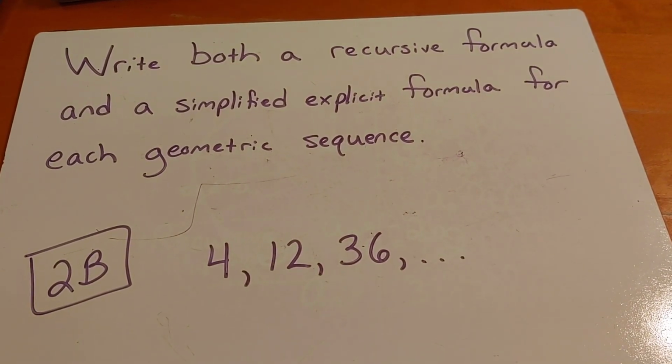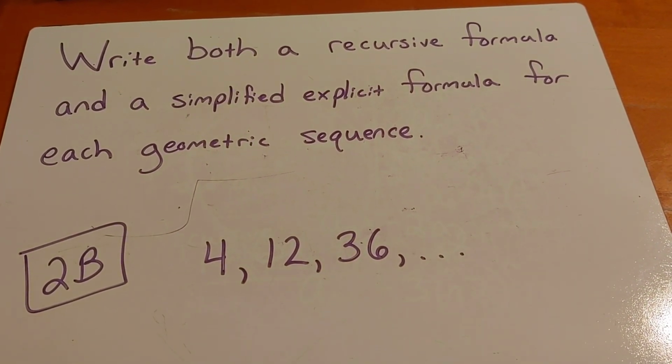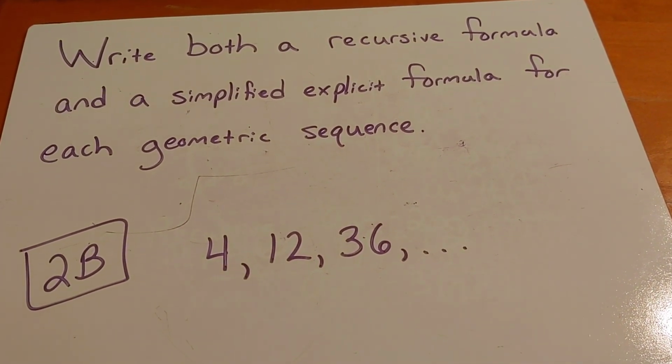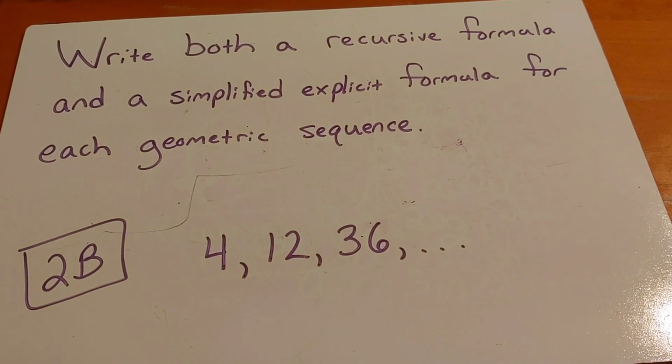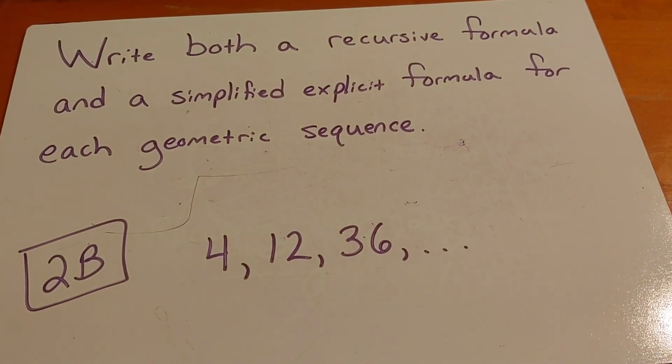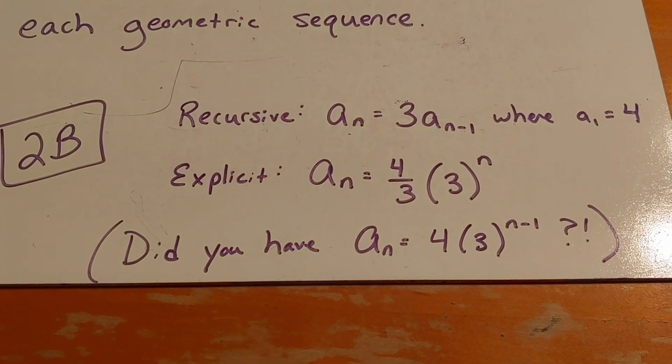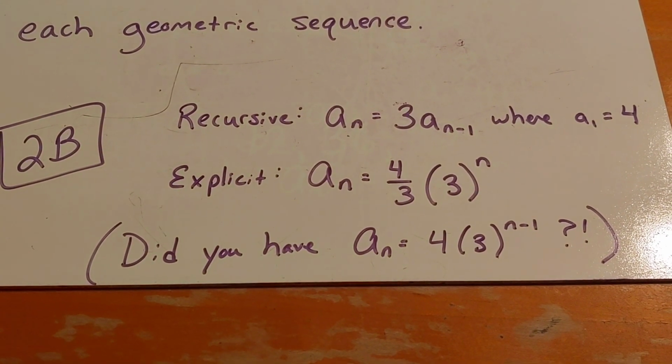Here is problem 2b. This time you're going to have to go ahead and extract your first term and your common ratio, and then use your formulas so you can write your recursive formula and your simplified explicit formula. Pause the video. Here's the answer. Okay, go ahead and check your answers for 2b.